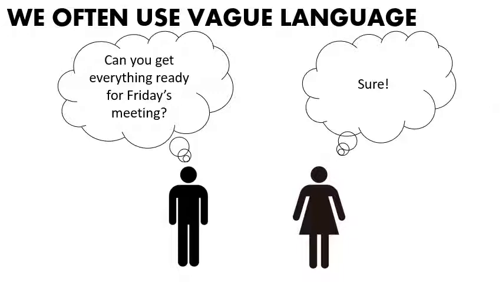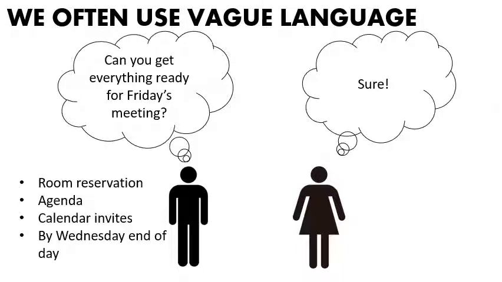mean by that, even though we use very vague language, because we assume that the way we want it done is the most obvious and logical way to do it. So, for example, here's an interaction where a man says, "Can you get everything ready for Friday's meeting?" And the woman says, "Sure." Neither of them know that when he says get everything ready for Friday's meeting, he means do a room reservation, make an agenda, send out all the calendar invites, and make sure it's done by end of day Wednesday so that everything's ready for Friday.